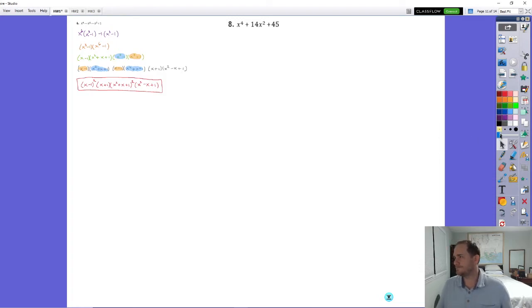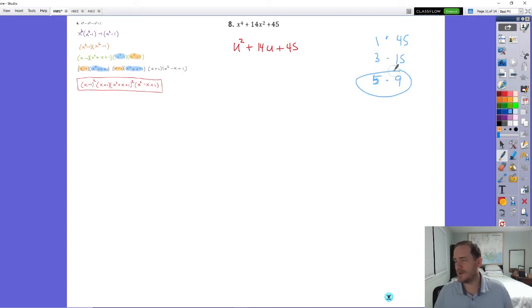For number 8. It's quadratic in nature. Let me do the u substitution just to make this look a little more friendly. This would be u squared plus 14u plus 45. So you're just factoring as normal. What are the factors of 45 that give 14? 45 doesn't have that many factors. Is it 1 and 45? Nope. How about 3 and 15? Nope. How about 4 and, oh, what am I talking about? 5 and 9. Yeah, that's it.